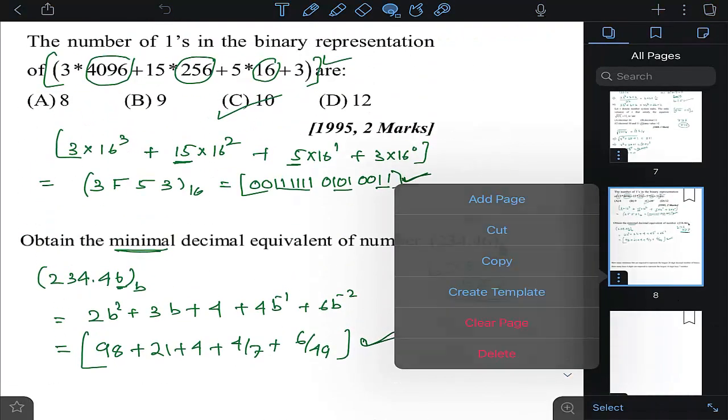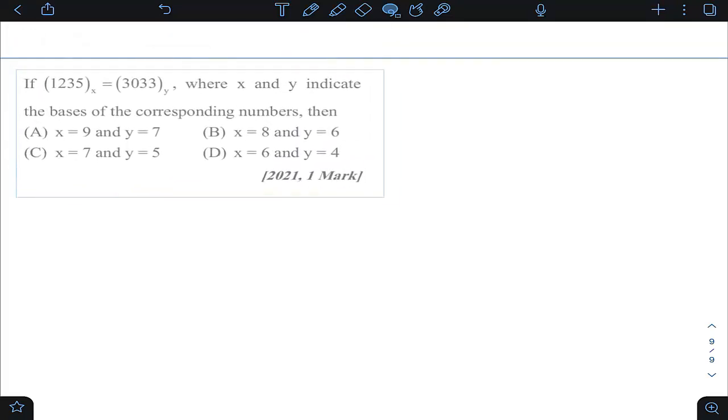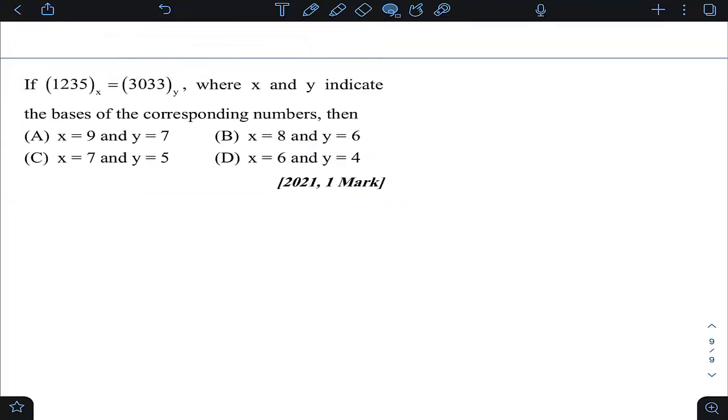Okay, this one. The question is 1235 base x is equal to 3033 base y, where x and y indicate the bases of the corresponding numbers. Then what are the values of x and y? So 1235 base x is equal to 3033 base y. So what are the values of x and y?